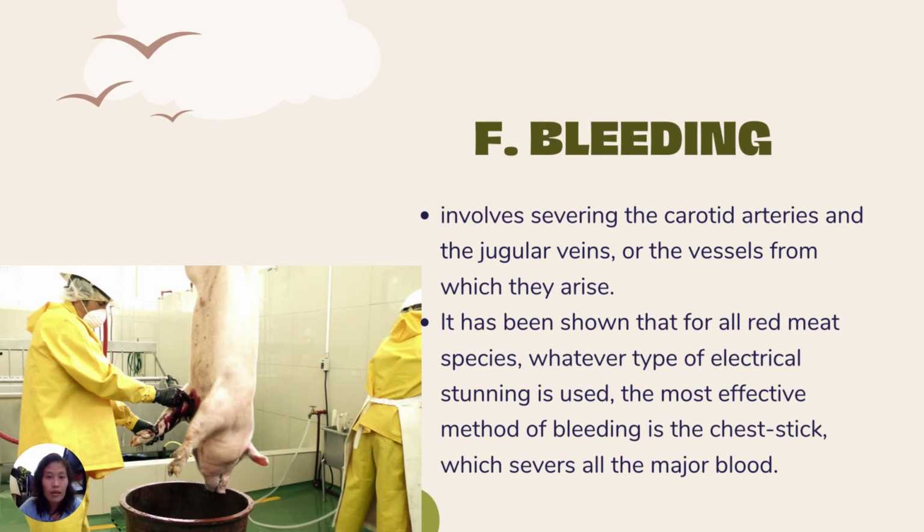Next is bleeding. Involves severing the carotid arteries and the jugular veins, or the vessels from which they arise. So it has been shown that for all red meat species, whatever type of electrical stunning is used, the most effective method of bleeding is the chest stick, which severs all the major blood vessels.